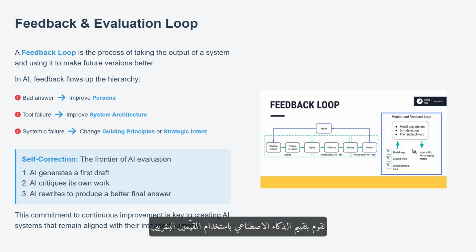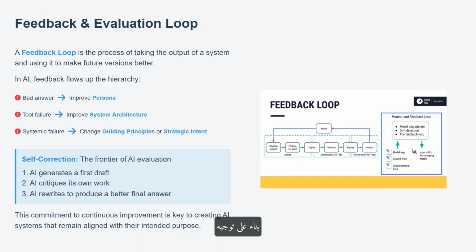We evaluate an AI using human raters and automated tests called evals, but the frontier is AI self-correction. This is a workflow where the AI generates a first draft, then pauses to critique its own work based on a directive like "critique this response for accuracy." It might say the first point is good, but the second point is unclear. Then based on its own critique, it rewrites the draft to produce a better final answer. This is a mini feedback loop that happens in real time.